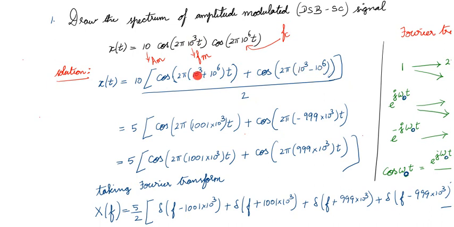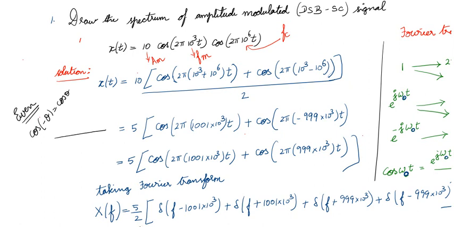So 10 to the power 3 plus 10 to the power 6 is 1001 into 10 to the power 3. 10 to the power 3 minus 10 to the power 6 is minus 999 into 10 to the power 3 frequency. And we very well know that cos signal is an even signal. What do you mean by even signal? Cos of minus theta is cos theta.